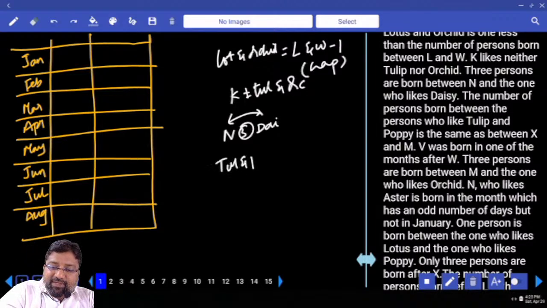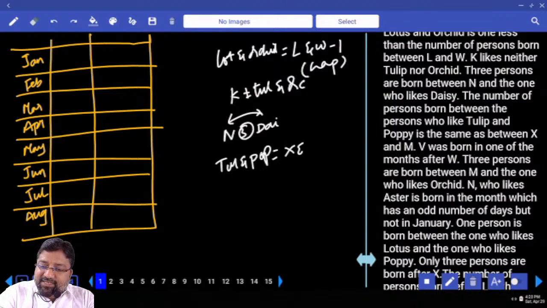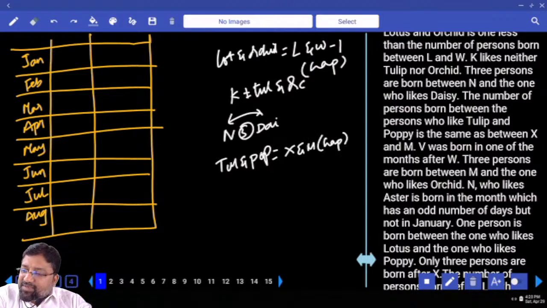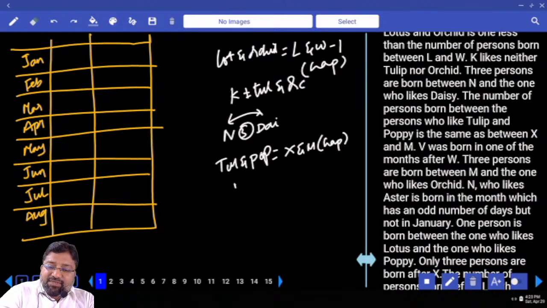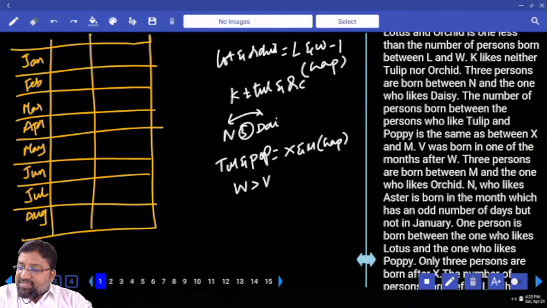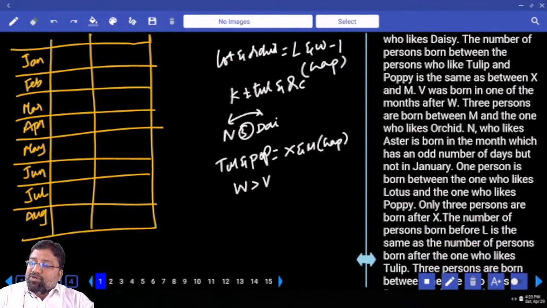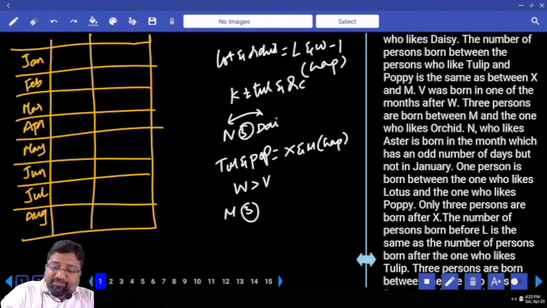Tulip and poppy is equal to X and M. This we are talking about the gap between them. V was born in one of the months after W. Next, 3 persons are born between M and the one who likes orchids.